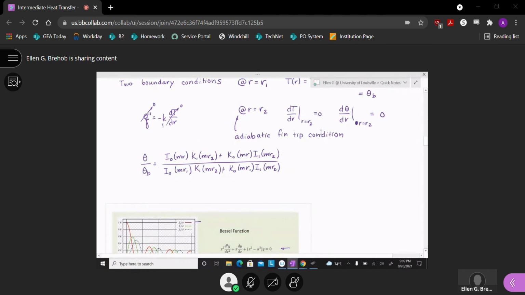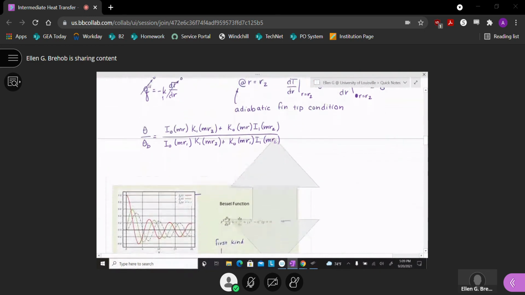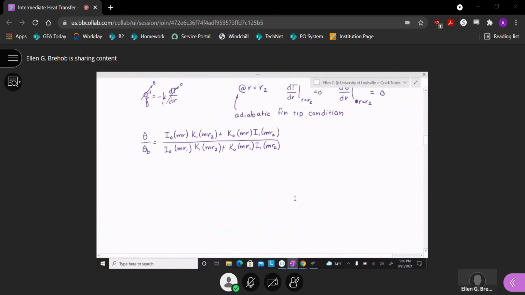Okay, I want to give a little bit more space, and then I want to write ways that you can evaluate these Bessel functions or modified Bessel functions. And the idea is that this is the argument that you are operating on, that you're taking the Bessel function of MR, right? Okay, so one is ways to evaluate.